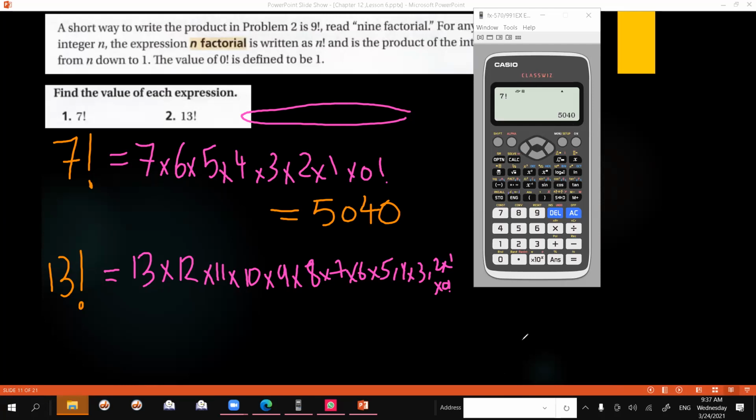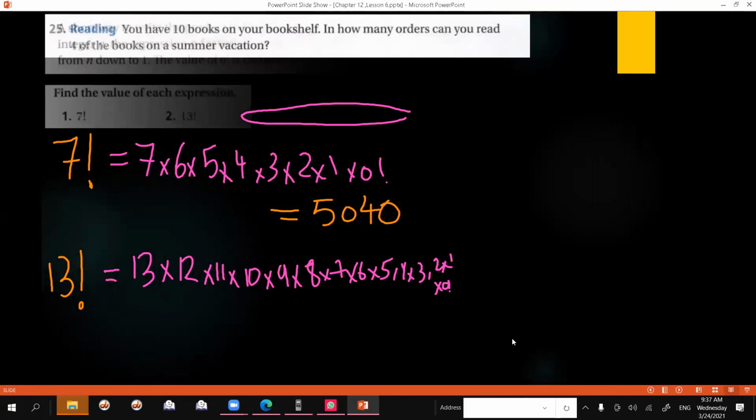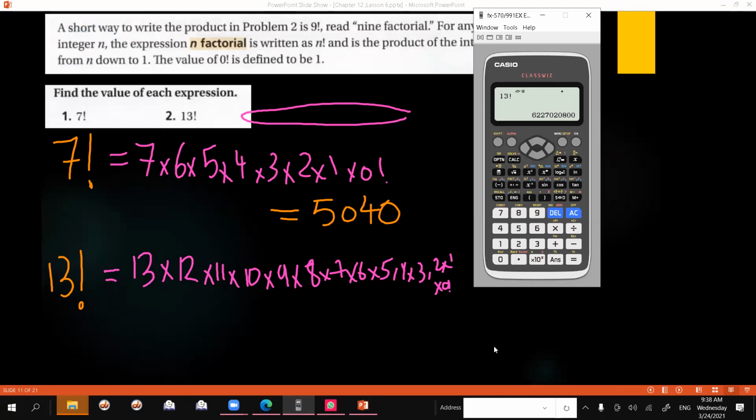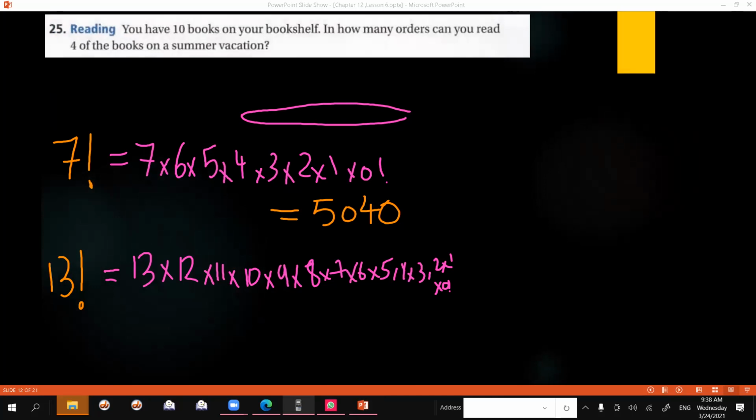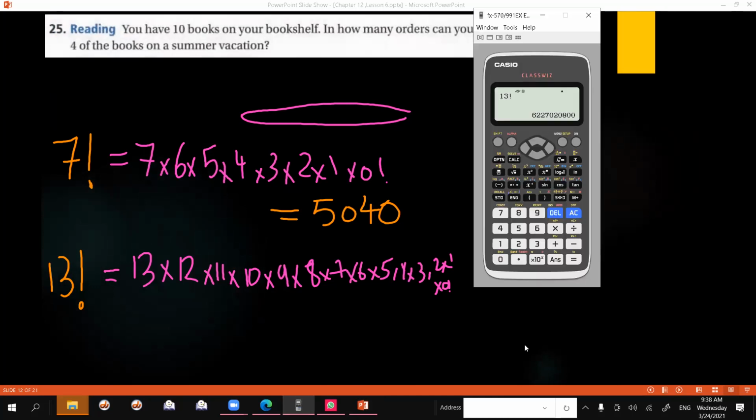Let's find 13 factorial now. 13 factorial. 1, 3, 13, sorry. Shift with this button equals this big number. 622, something like this. Yes, exactly. It is 6, 2, 2, 7, 0, 2, 0, 8, 0, 0.